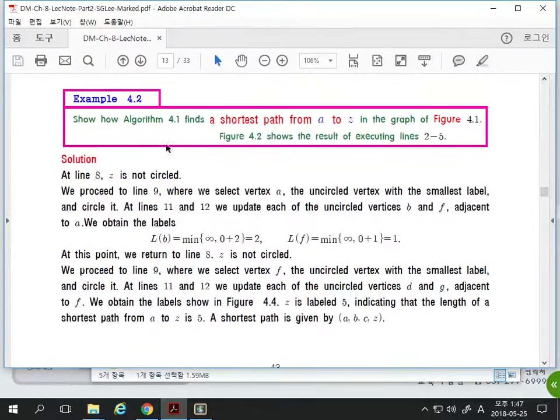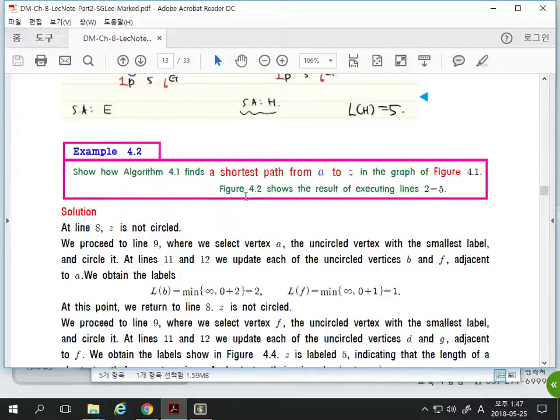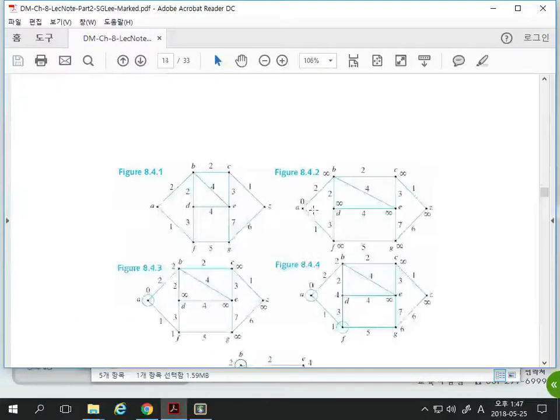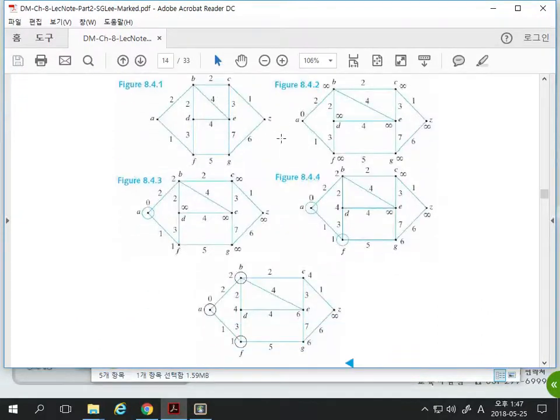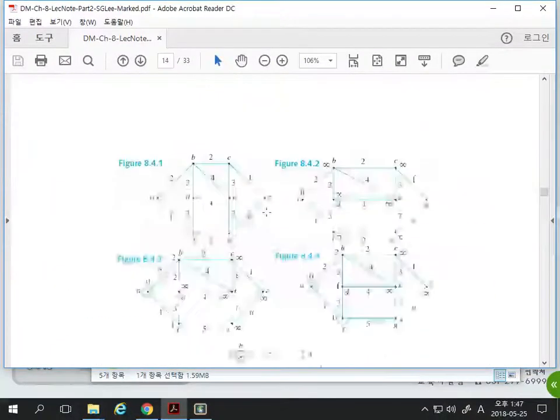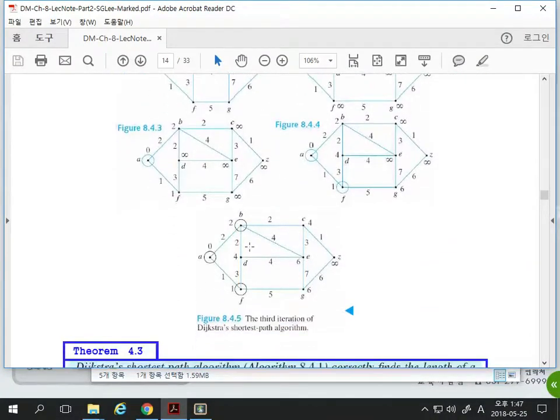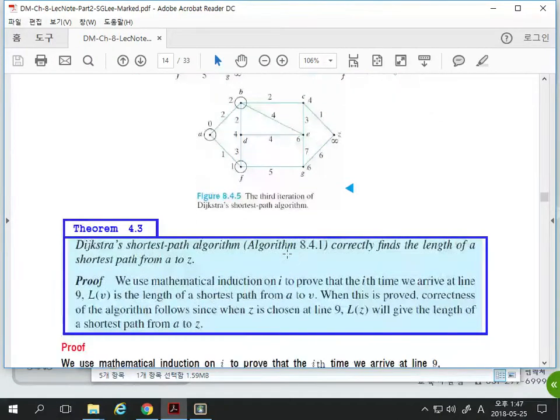Anyway, this example shows algorithm 4.1, finding the shortest path from A to G in the graph, figure 4.1, and figure 4.2 shows the result of executing lines 2 to 5. And this is the explanation here. Lines 4 to 5 here. Actually, that's what I showed. That's what I showed in this. And this is the explanation, and this is the same graph that you see from A to G.